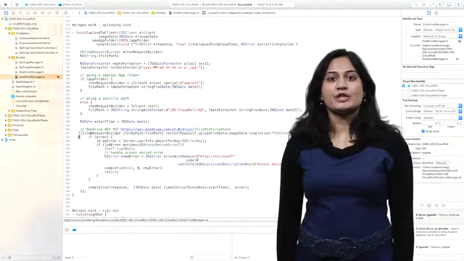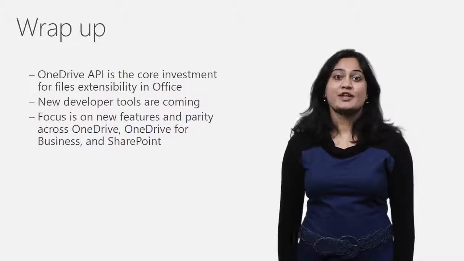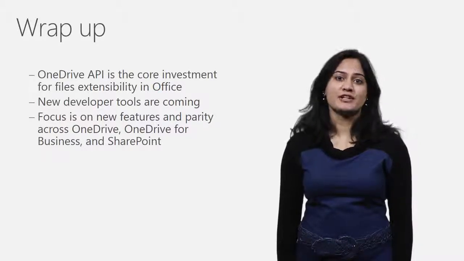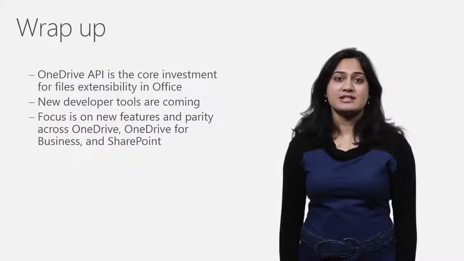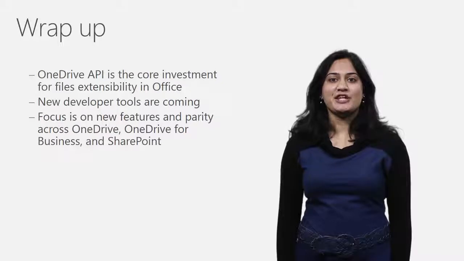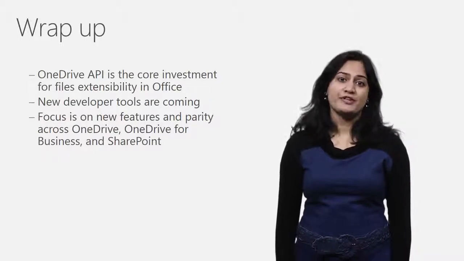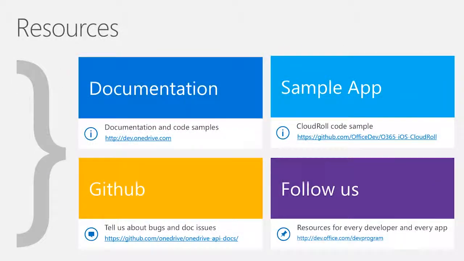OneDrive API is the core investment area for files extensibility in Office. We are hard at work at new developer tools for you, regardless of your developer platform, so expect new SDKs in the coming months. We are also focusing on making sure we have support for the same file scenarios across OneDrive Consumer and OneDrive for Business accounts. dev.onedrive.com will be the key destination for your developer tools. You can also find us on GitHub.